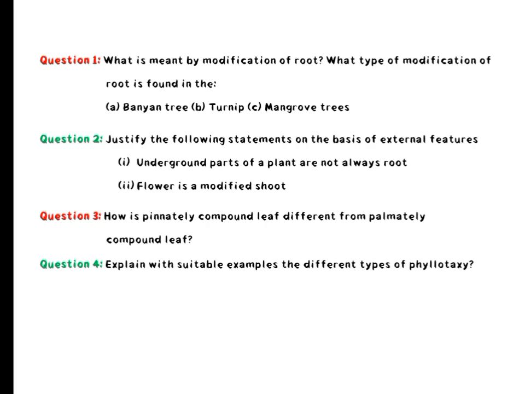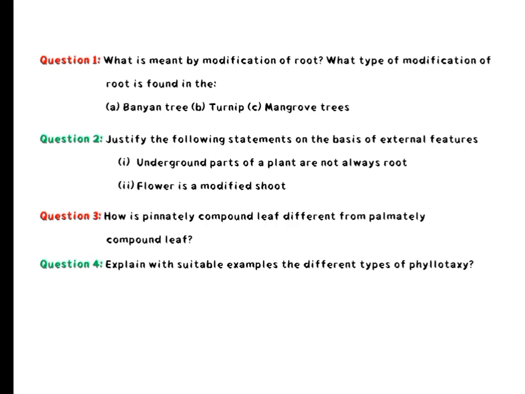In banyan tree you can see prop roots. In turnip the roots are modified for the storage of food, and in mangrove trees you can see pneumatophores, which help in gaseous exchange, that is, the transfer of oxygen and carbon dioxide.